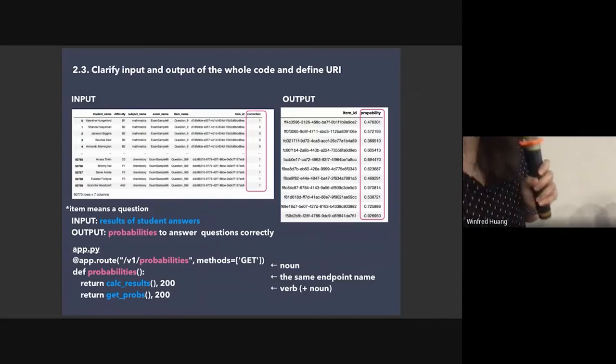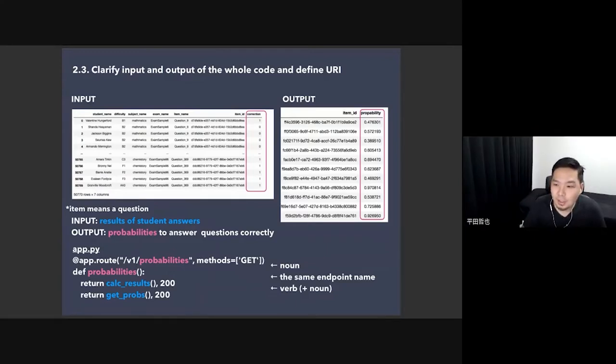So there is a table of input data on the left side of this slide, which is used for two-parameter logistic regression. On the right side, there is a table of output data calculated by the model. The input data is about whether students answer each question correctly or not: student name, difficulty, subject name, exam name, item ID, correction. I already mentioned it in the previous slide. On the other hand, output data is about probabilities to answer questions correctly.